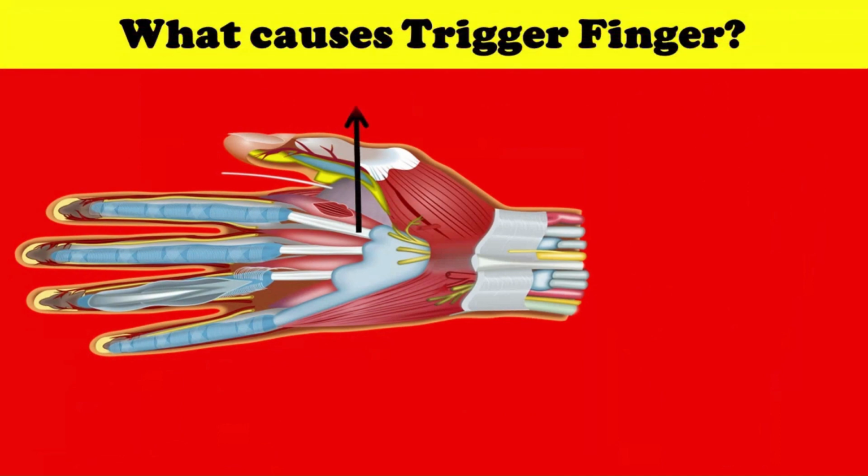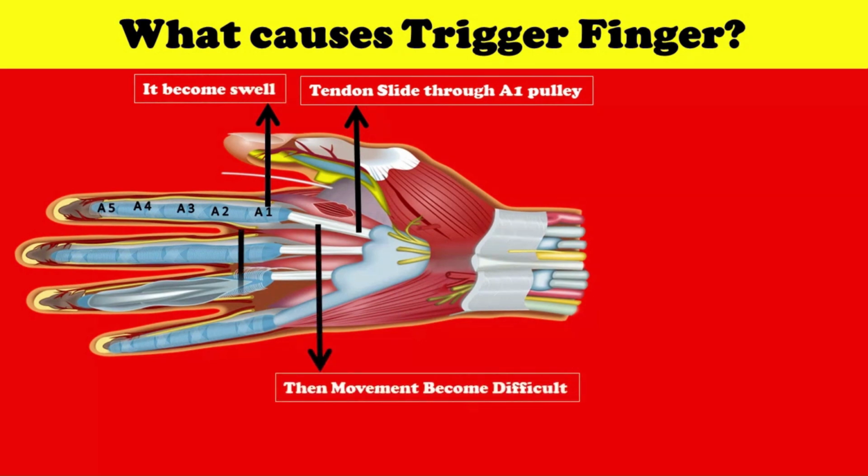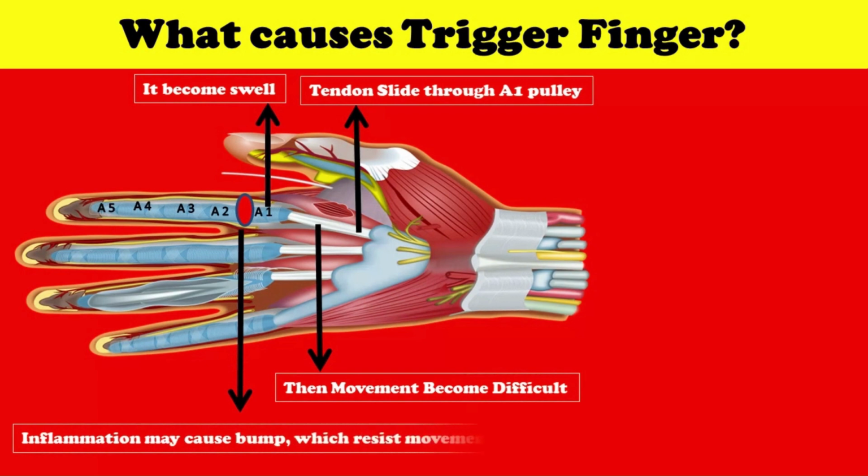When the tendon passes through the pulleys, first the A1 pulley comes, then the A2 pulley, then the A3 pulley, then the A4 pulley, and finally the A5 pulley. If one of these pulleys gets inflamed due to any defect or injury, or due to any other reason, pain is felt in the fingers while moving.